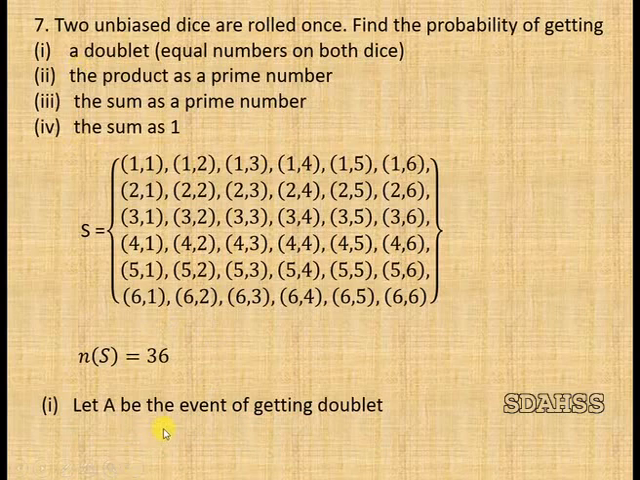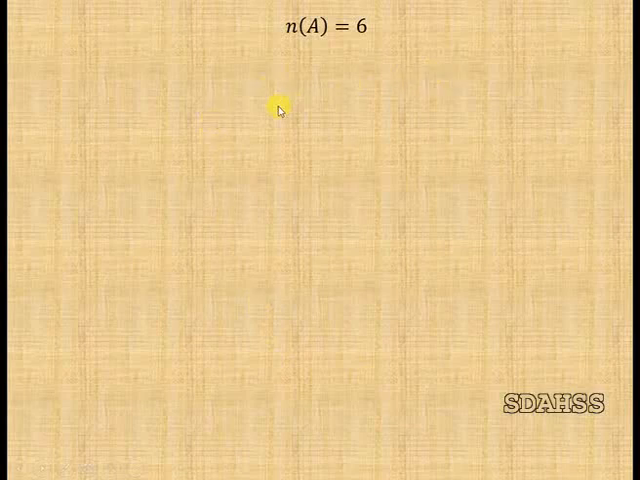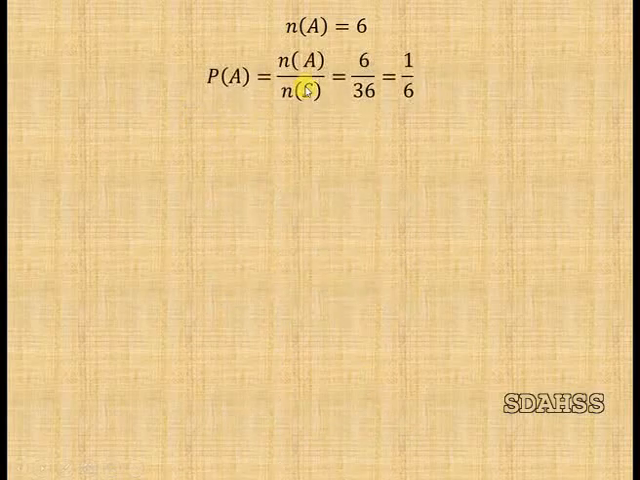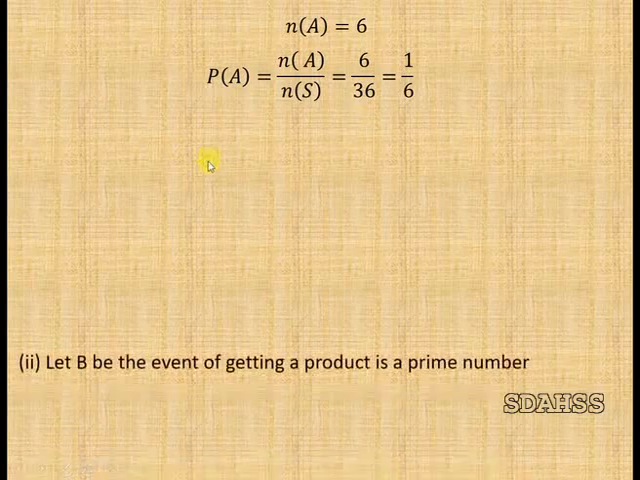Subdivision 1. Let A be the event of getting a doublet. Doublet means equal numbers on both dice. So here the equal numbers are 1,1; 2,2; 3,3; 4,4; 5,5 and 6,6. Totally there are 6 outcomes, so n of a is equal to 6. Then p of a is equal to n of a by n of s, which is equal to 6 by 36. Cancel the numerator and denominator by 6, so you have 1 by 6.